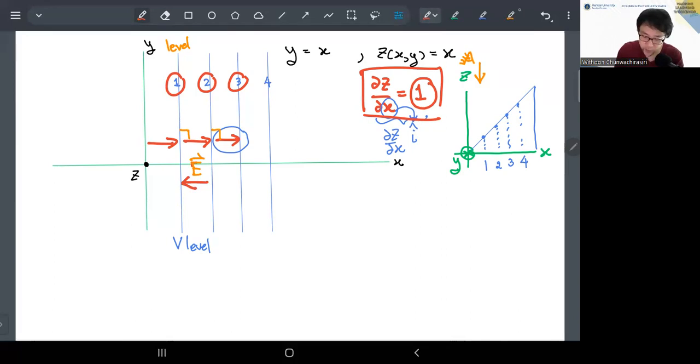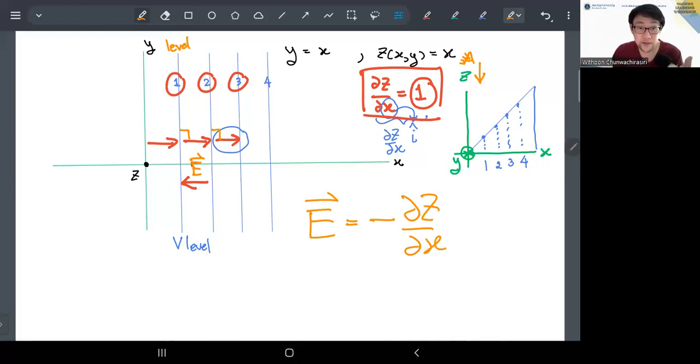So in conclusion, if you want to calculate the electric field, all you need to do is take the negative of the derivative of that potential function with respect to the coordinate that you want to find the change. Does that make sense? Because we are doing everything in one dimension, this is a vector in the x direction.